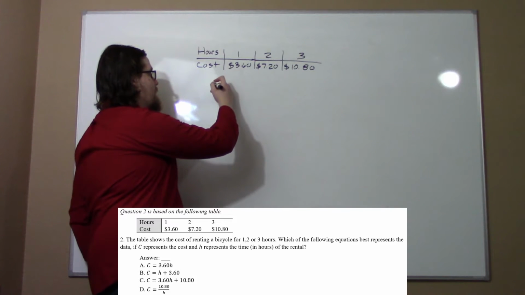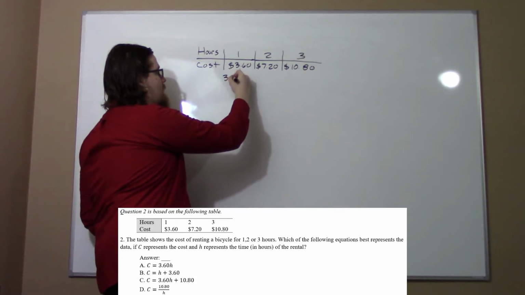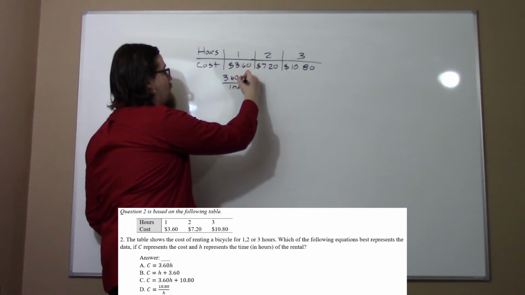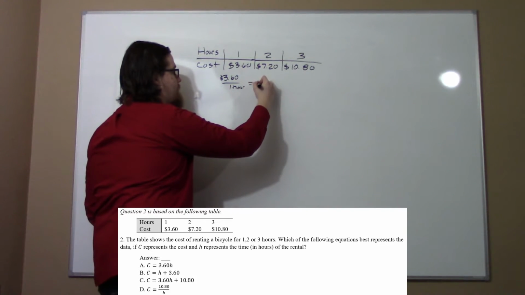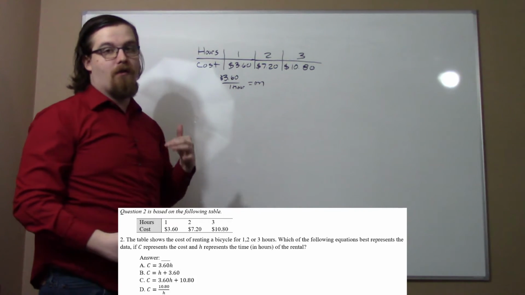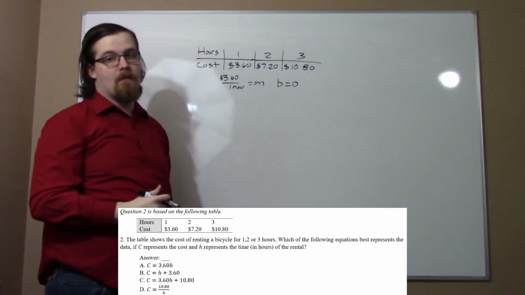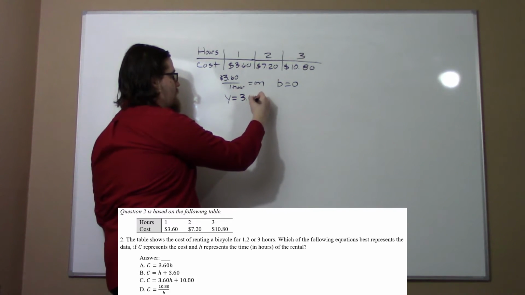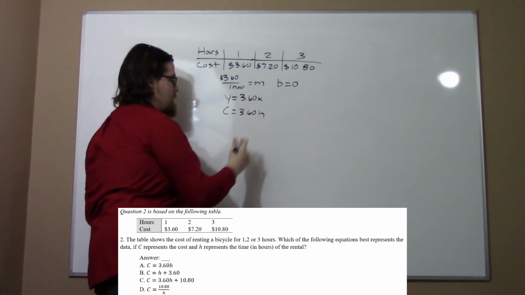So what that tells us is the fact that it's changing by 3.6 for every change in 1 hour. So 1 hour for $3.6. This tells us our slope. And the fact that when we go back to hour 0 and we get a cost of $0, that tells us that our intercept is 0. So then we can just write immediately that y is equal to 3.60x, or C is equal to 3.60h.